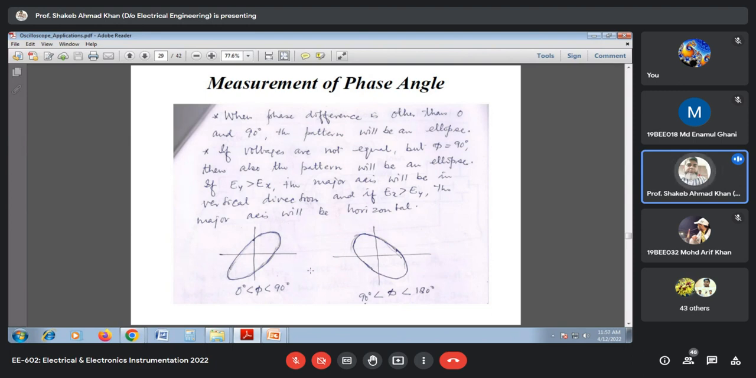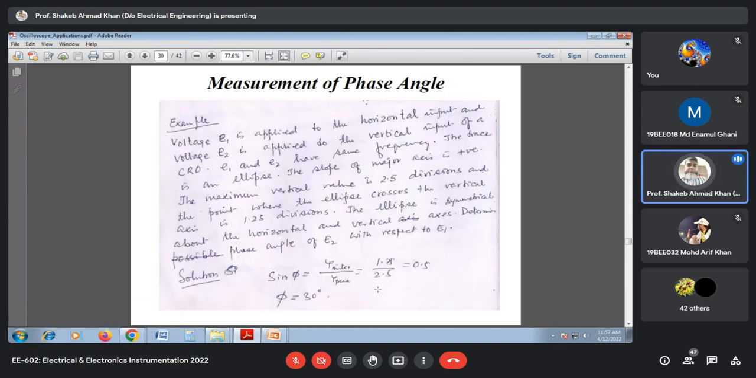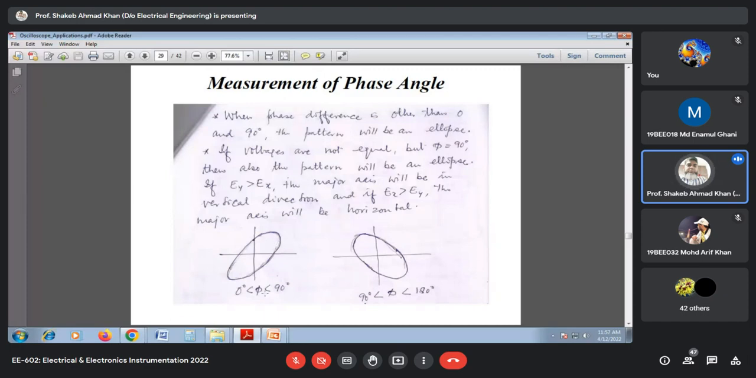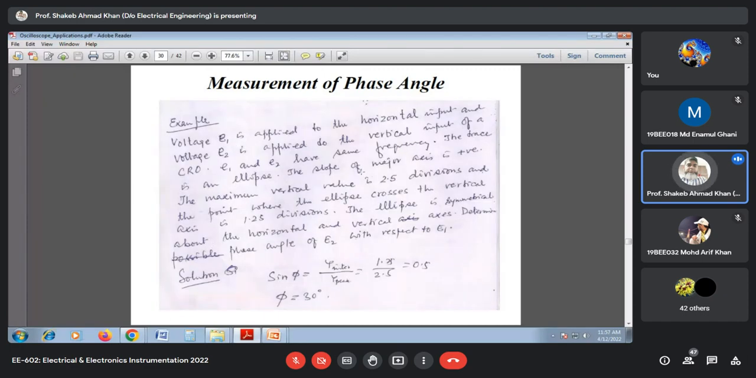You can see that this is the positive slope and this is obviously a negative slope. So the positive slope means your major axis is lying in the first and third quadrant. So obviously whatever angle you calculate will be between 0 and 90 degrees. Another thing given: the maximum vertical value is 2.5 divisions, so y max is given, and the ellipse crosses the vertical axis, so the y intercept is given. The ellipse is symmetrical about the horizontal and vertical axis. Determine the phase angle of E2 with respect to E1.